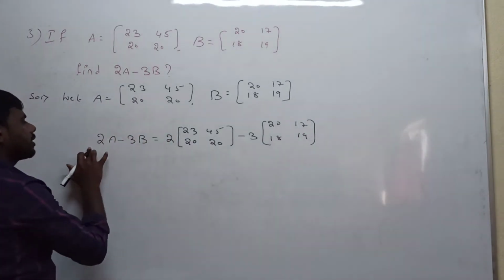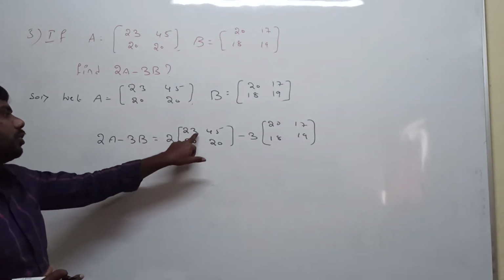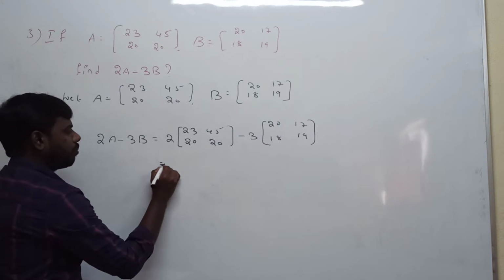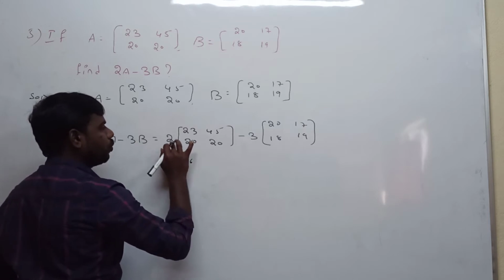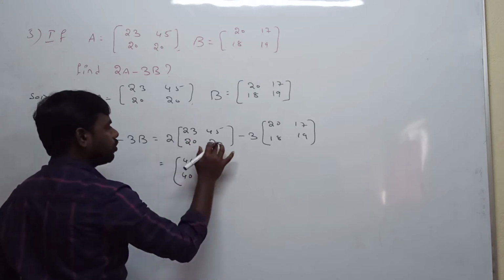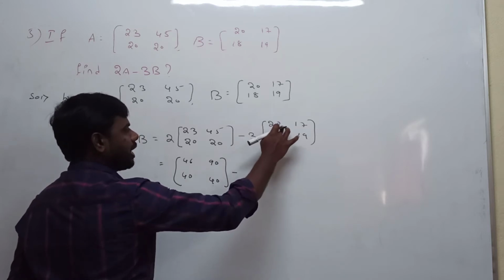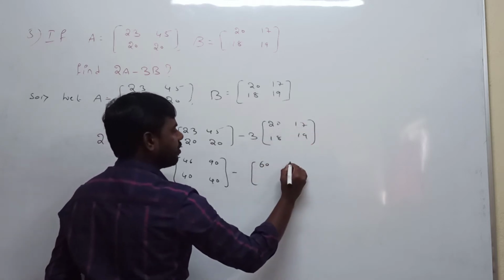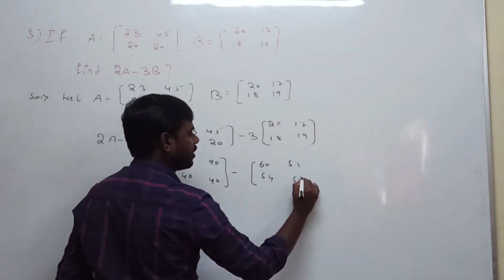Now this is a scalar multiple of a matrix, which means multiplying each element by the scalar. So this whole matrix is multiplied by 2 and this whole matrix is multiplied by 3. Multiplying each element by 2: 2 into 23 is 46, 2 into 45 is 90, 2 into 20 is 40, 2 into 20 is 40. Next, negative, each element multiplied by 3: 3 into 20 is 60, 3 into 17 is 51, 3 into 18 is 54, 3 into 19 is 57.